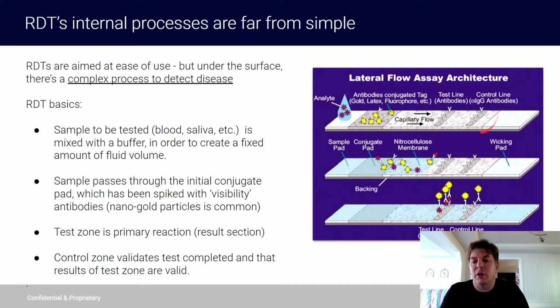And then you have the control line. This will only match directly with the visible antibodies, and what that does is if this gets signaled, then you know that the process moved through the test zone, meaning that you have a valid test. So that's the basics of how it works under the covers.